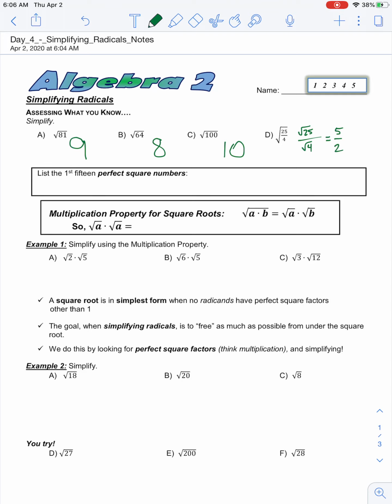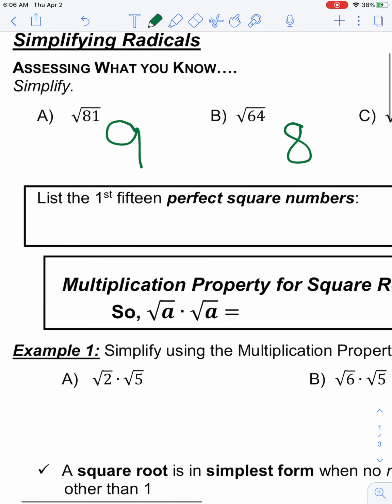So let's list the first 15 perfect square numbers just so that we're easily able to recognize those moving forward. What we're basically doing is taking the square root, or thinking backwards, to find the perfect squares. Take 1 squared, 2 squared, 3 squared, and so on. So we get a 1. 2 squared, or 2 times 2, is 4. 3 squared is 9. 4 squared is 16.